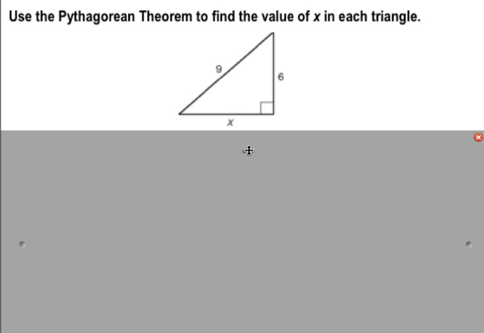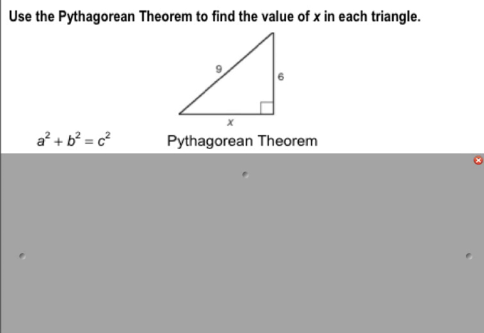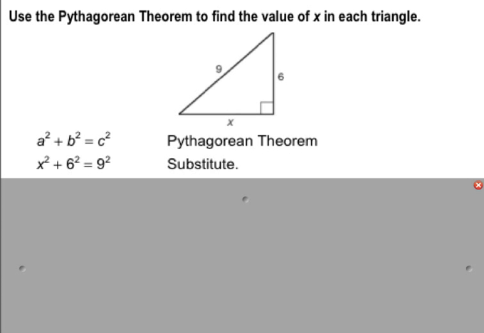When we set this up, the very first thing we want to do is write the Pythagorean theorem out: A squared plus B squared equals C squared. Then we're going to substitute our numbers in. You can see that we took the number 6 and substituted it in for one of the sides. We took the number 9 and substituted it in for C, which was our hypotenuse. And then we changed the other leg to x squared to give us a variable to solve for.